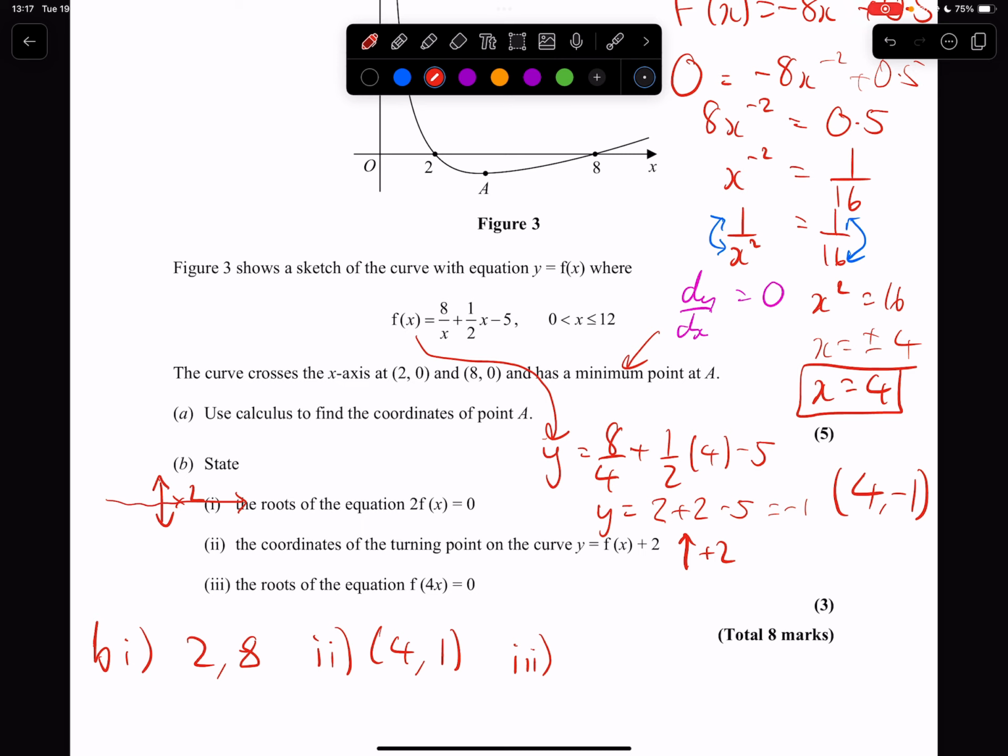And the roots of the equation f of 4x, what that does is it compresses everything in towards the y-axis, because you actually divide all the x-coordinates by 4 in that situation. So everything, when it's inside the function, inside f of x, it does the opposite. So f of 4x divides by 4. So that means that instead of the coordinates 2 and 8, we would have a half and 2. So that's our second question done.